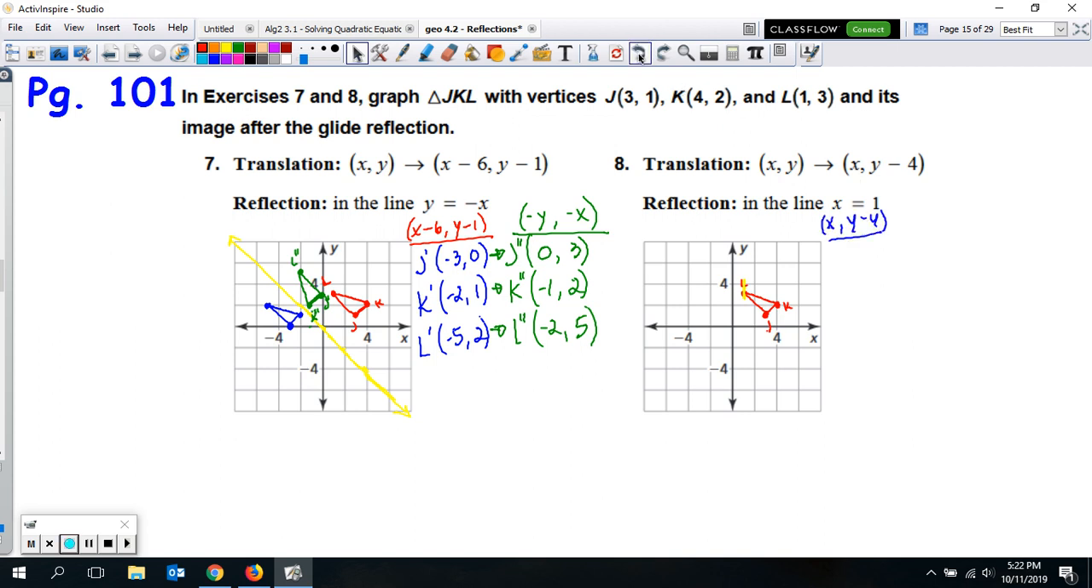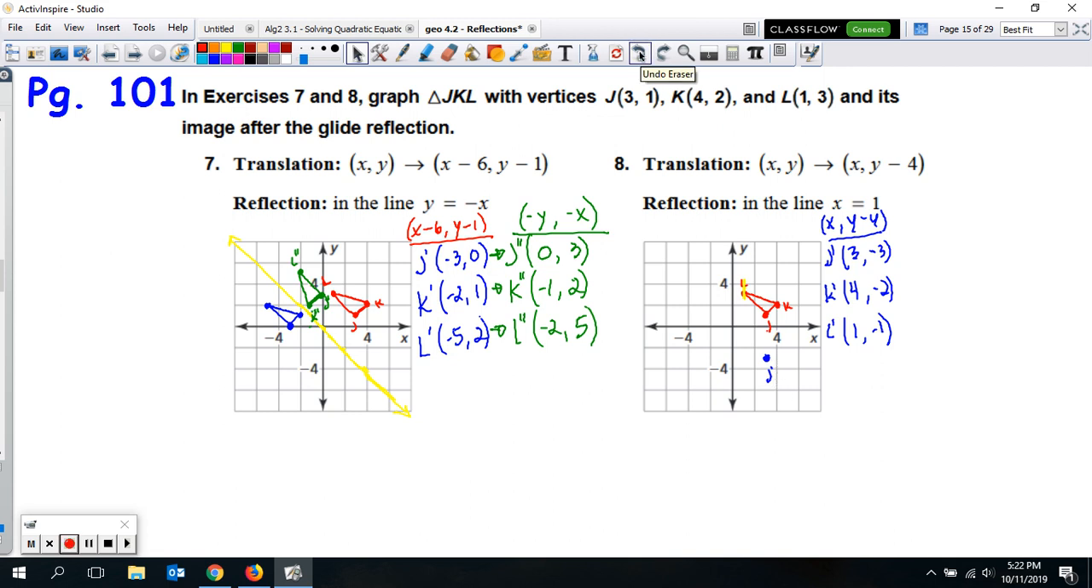So we'll keep the x the same, but you're going to subtract 4 from the y. So 3 is going to stay the same. 1 minus 4 is negative 3. So 3, negative 3 for J prime. For K prime, 4 is going to stay the same, but it's going to be 2 minus 4. It's negative 2. So 4, negative 2 for K prime. 1 will stay the same. 3 goes in here, so it's going to be 3 minus 4. That's negative 1. So 1, negative 1. Now we just plot these points. So 3, negative 3. That's going to be right 3, down 3. And I did label these ones.